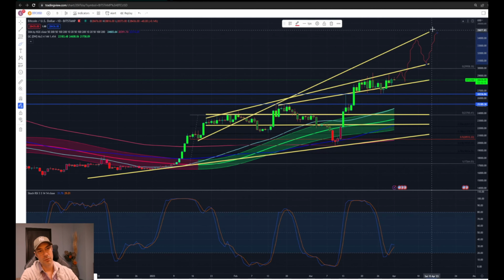So 30K would become our new support, and then we would go back up. At that point, of course, our trend line would be even higher up. Now, the longer this takes, the higher the upper trend line will be, the higher our ceiling would be, and the higher our retest would be as well.